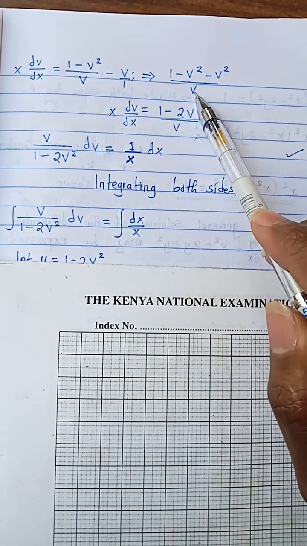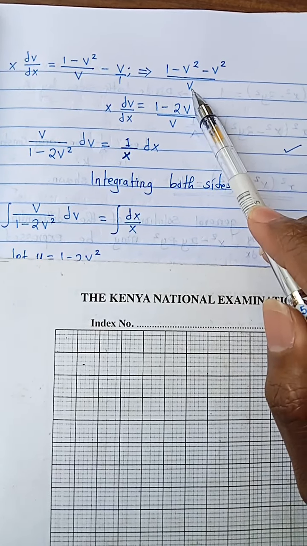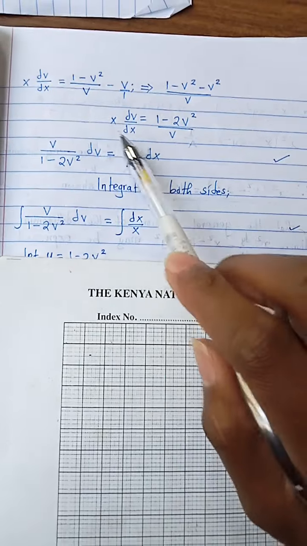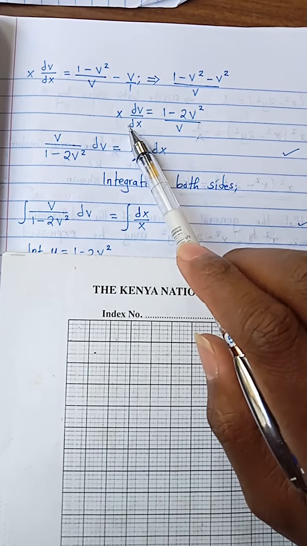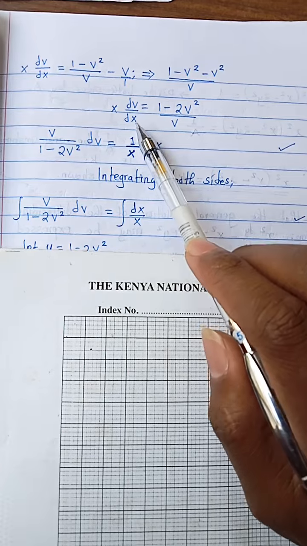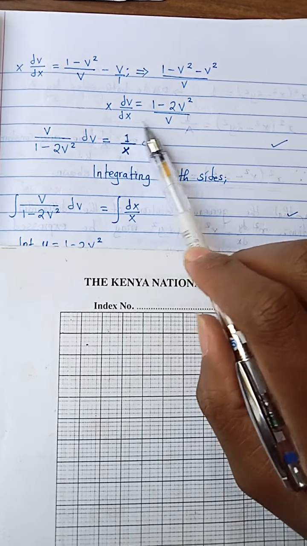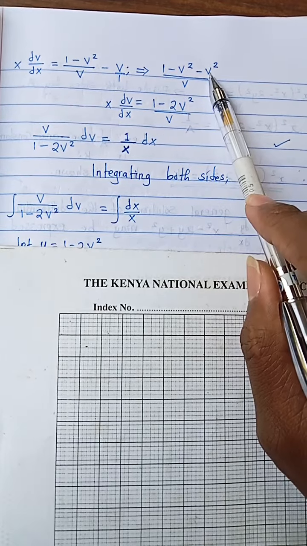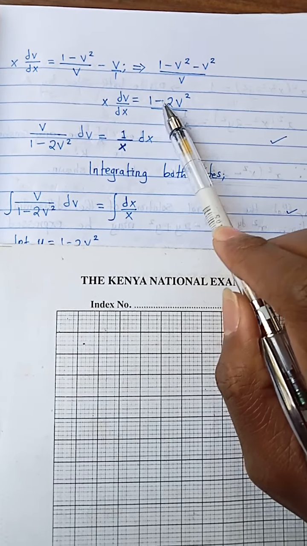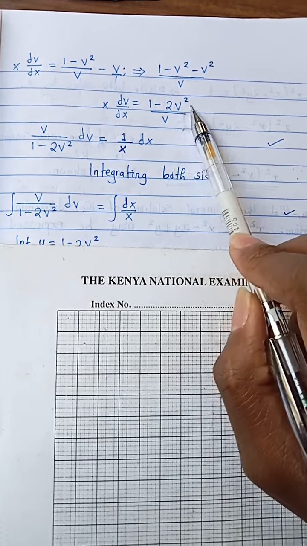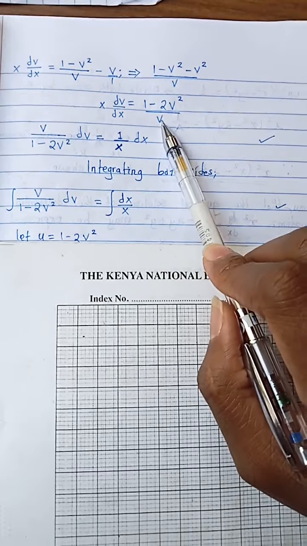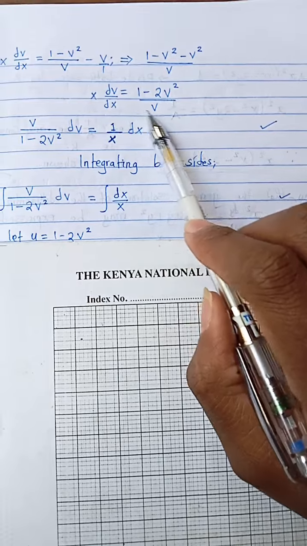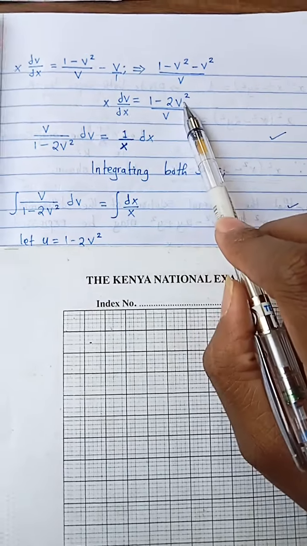We divide everything by v, and having done that, we can see that on the other side we remain with x dv/dx, which is now equivalent to, combining this −v² and this −v², (1 − 2v²)/v. So we need to separate the variables in this equation.